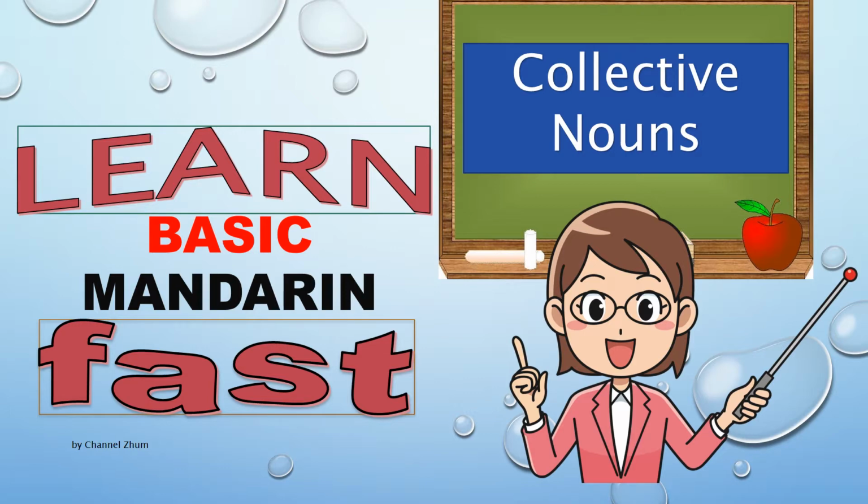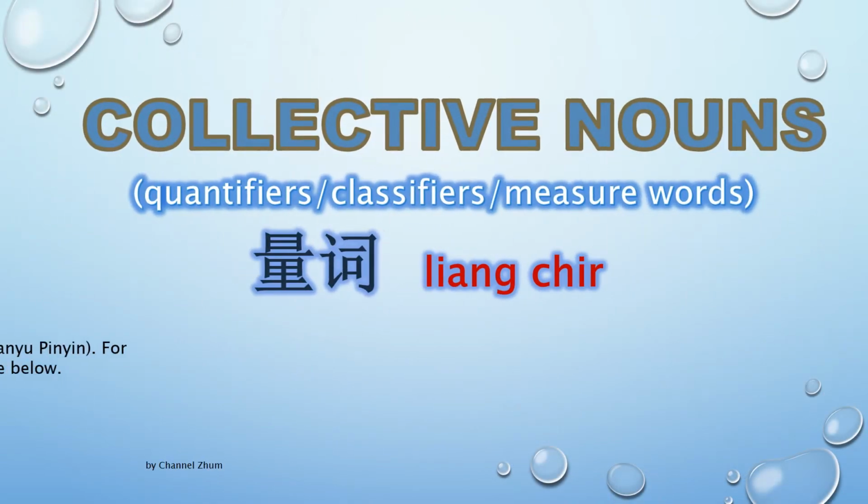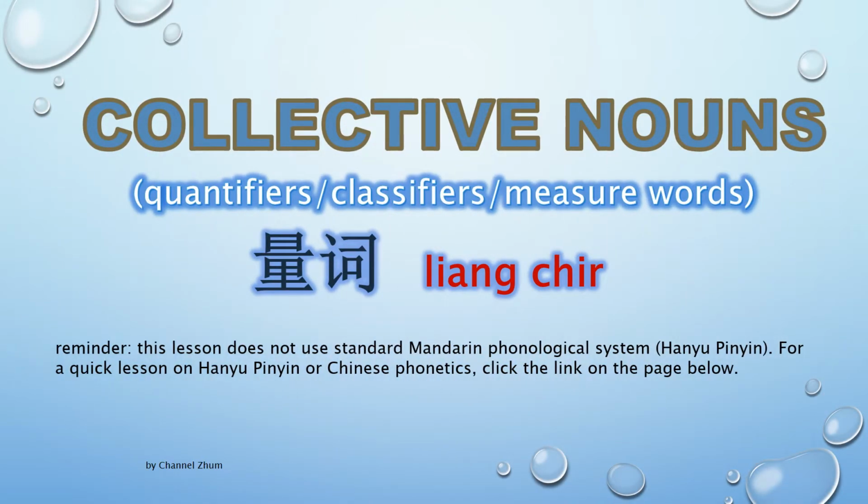In this video, we'll look at Chinese collective nouns. Collective nouns, 量词, quantifiers or classifiers or measurers. Just a reminder, this lesson does not use standard Mandarin phonological system or Hanyu Pinyin. For a quick lesson on Hanyu Pinyin or Chinese phonetics, click the link on the page below.